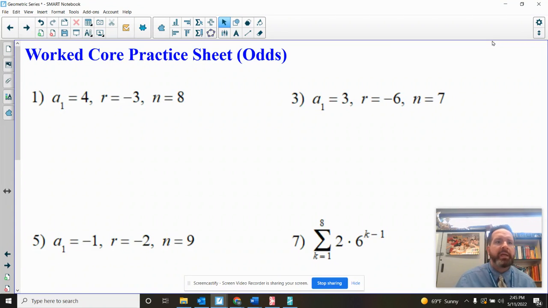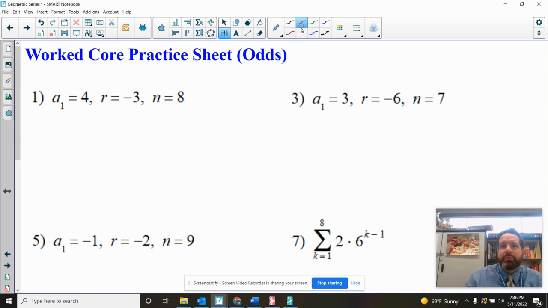Okay, here are the odd numbers on the core practice sheet. We're just going to work them out together. So we do need to be told that we're dealing with a geometric series, which we are here because I've got a first term, a common ratio, and a number of terms. Now it's just a matter of putting the parts in the right place in our formula.